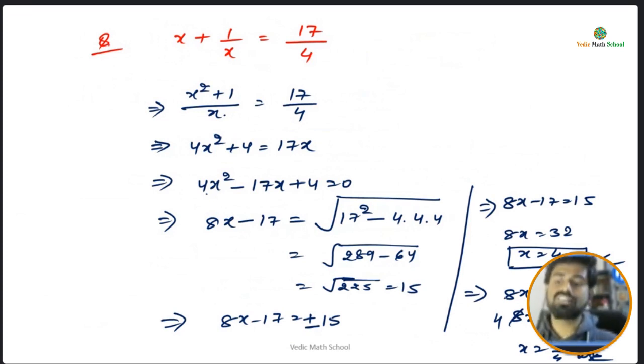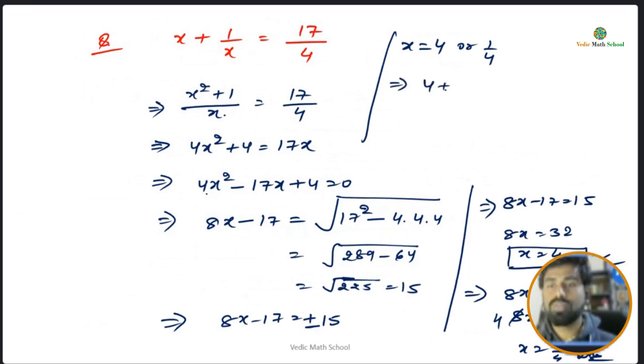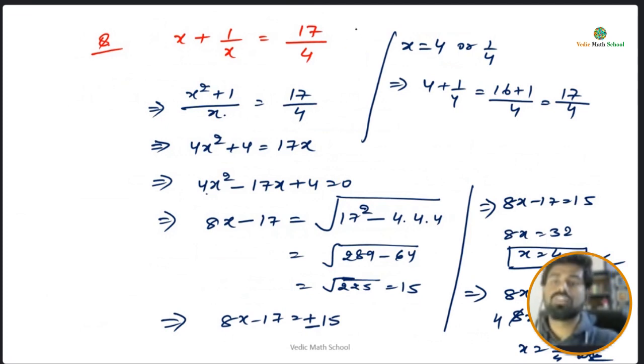So what is the meaning of this? The meaning is that if you put the value of x equal to 4 or 1 by 4, the equation must be satisfied. So let's put the value here. 4 plus 1 by 4. Add it. 4 4s are 16 and plus 1 upon 4. What you will get? 17 upon 4. On the right side, you got the same value. So it means our answer is correct.